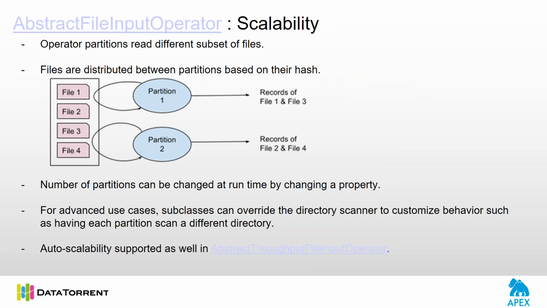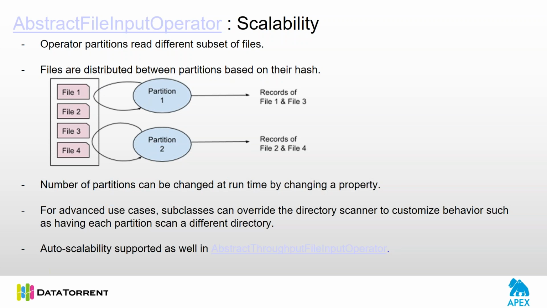So yeah, that was about the fault tolerance. Now scalability. The operator is partitionable. By default, it is manually partitionable. When there are different partitions, each partition reads a different subset of files. Files are distributed between partitions based on their hash. So in this example, if there are 4 files and 2 partitions, partition 1 will read data of file 1 and file 3, and partition 2 will read data of file 2 and file 4.